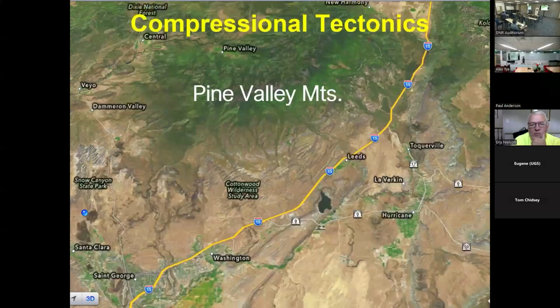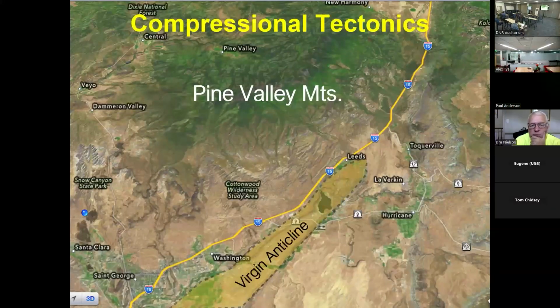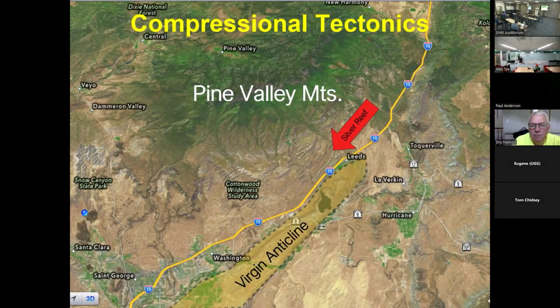Evidence of compression in our area, a pretty obvious one anyway, is the Virgin Anticline, right? We've all seen it. It's a very prominent feature. Right here is the area of Silver Reef. You can kind of see this white outline. I don't know if you guys can see my pointer on here. No, you can't. So I'll point to it. You can see this little white ridge here. That's White Reef. And those silver deposits actually rim the entire portion of the Virgin Anticline, with the best ore deposits on the western side closest to the Pine Valley Mountains.